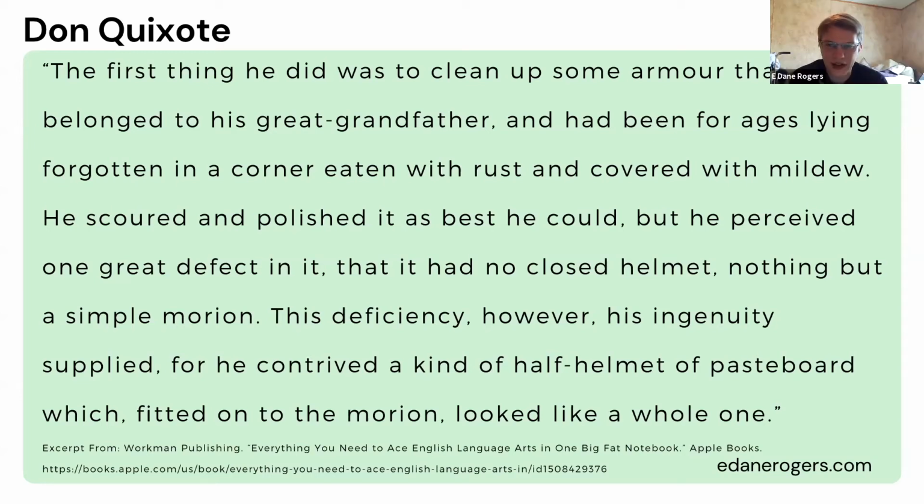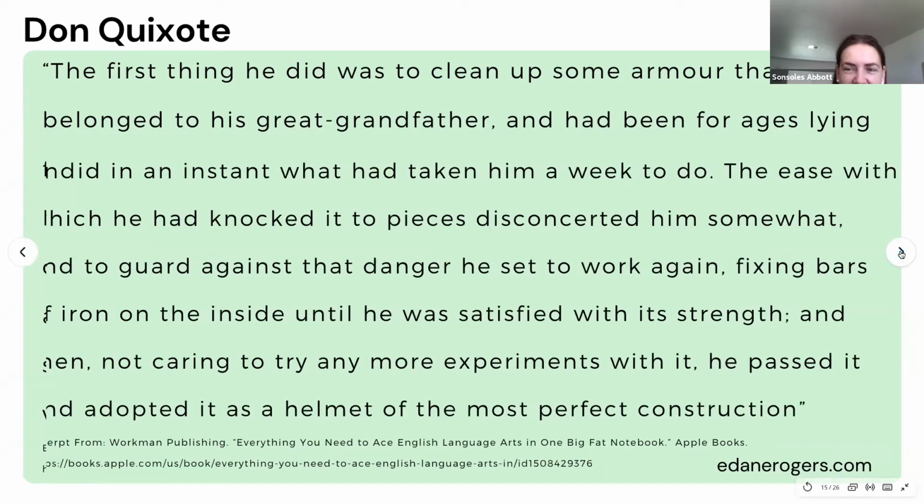Right. So he found his grandfather's rusty old armor. And what's wrong with the helmet? It doesn't have the whole helmet together, right? So what does he do to fix it? A kind of half helmet of pasteboard. Paste is glue, and board would be like cardboard here. So he's using pasteboard, like you would make out of cardboard. He makes himself a helmet. Okay. All right. So now we're starting to see a little crazy, right? Maybe he's not reasonable.